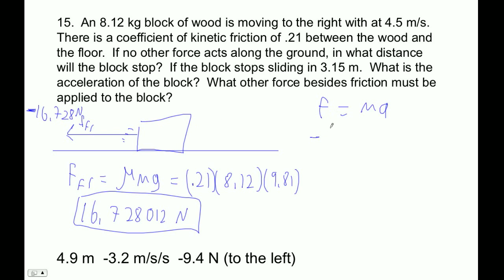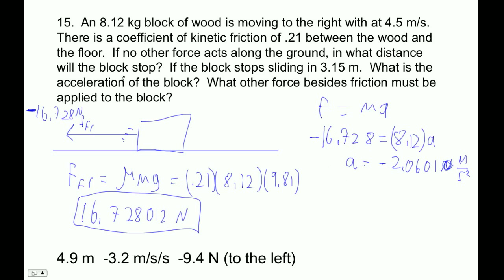Okay, so we got negative 16.728 equals 8.12 times a. So that's divided by 8.12. 2.0601. So our acceleration is negative 2.0601 meters per second squared. Let's store that. Okay, so now we're all set.